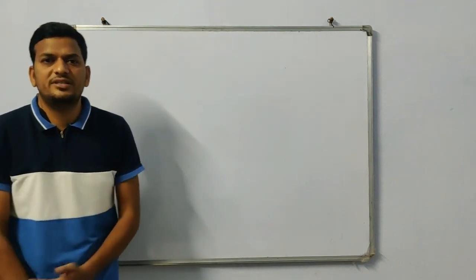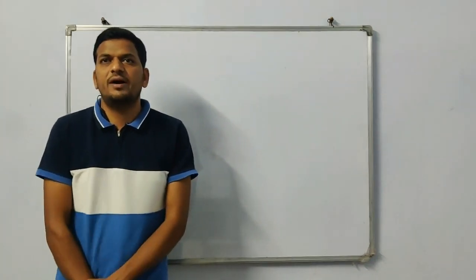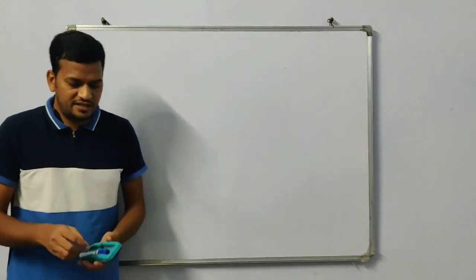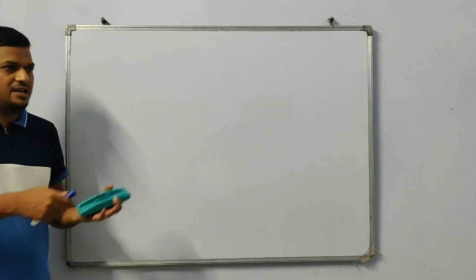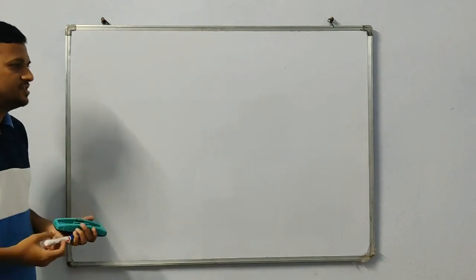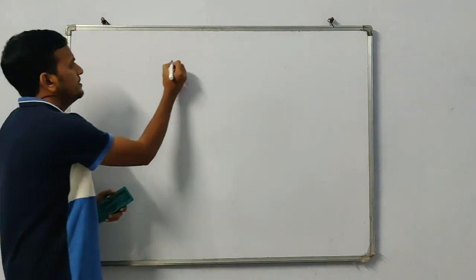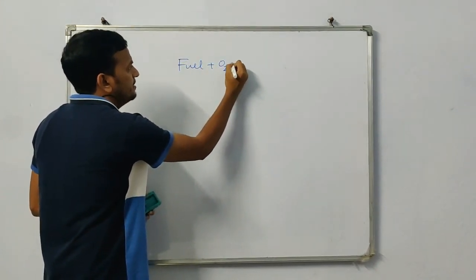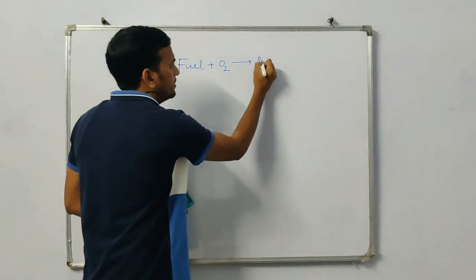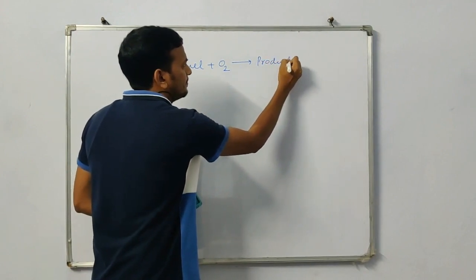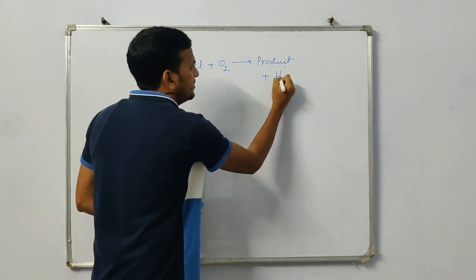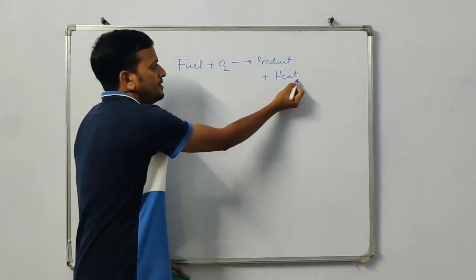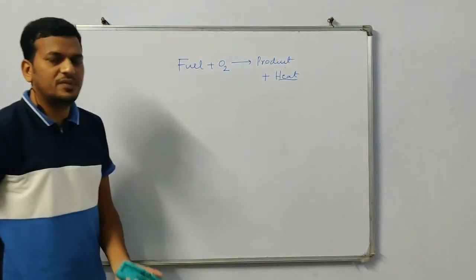Combustion is an exothermic reaction which is accompanied by liberation of heat and light at a rapid rate. For example, let me take a fuel reacting with oxygen. Simply, fuel plus oxygen will give us product plus heat energy, a high amount of heat energy. This heat energy can be used for mechanical purposes.